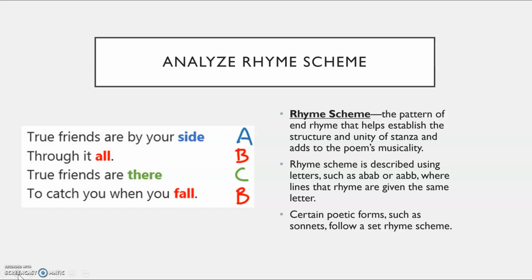Line 3 is also different, with there, so we mark this as C. We use a new letter. That makes the rhyme scheme for this poem A, B, C, B. A, B, C, B. We can expect that the next stanza will follow the same.